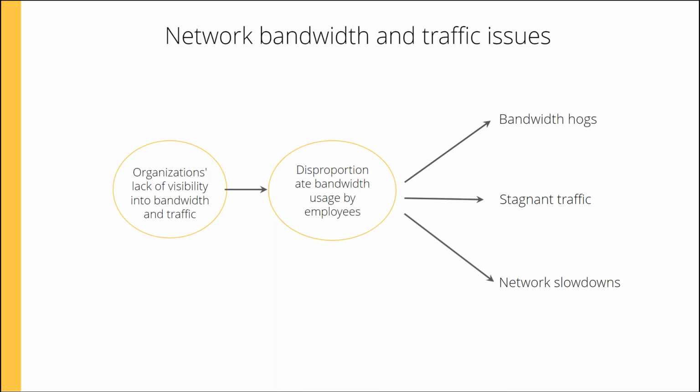And as a result, organizations without a traffic management plan would be failing to keep track of the bandwidth utilization, which then causes network slowness, traffic bottlenecks, and impacts the quality of experience for both employees and external users. Disproportionate bandwidth usage by employees can cause stagnant traffic, network outages, and bandwidth hogs.